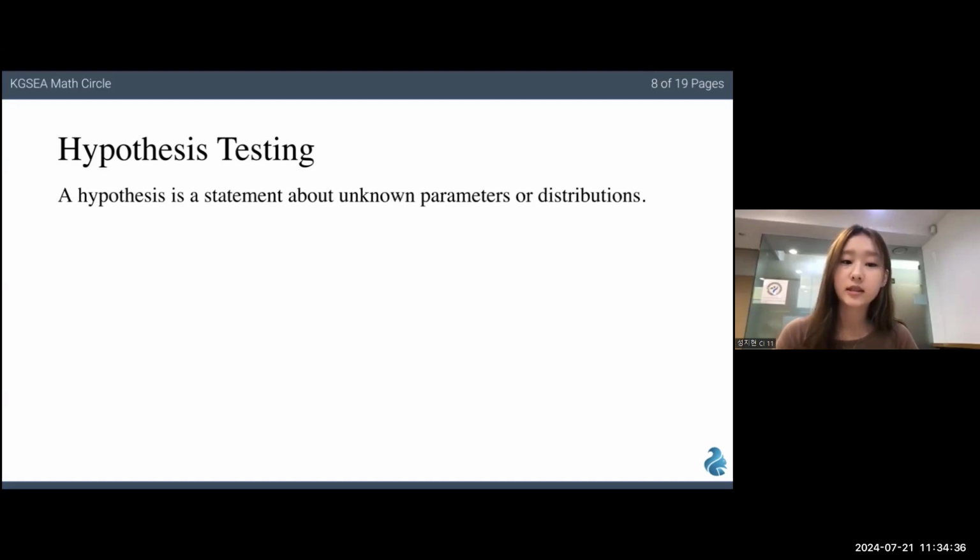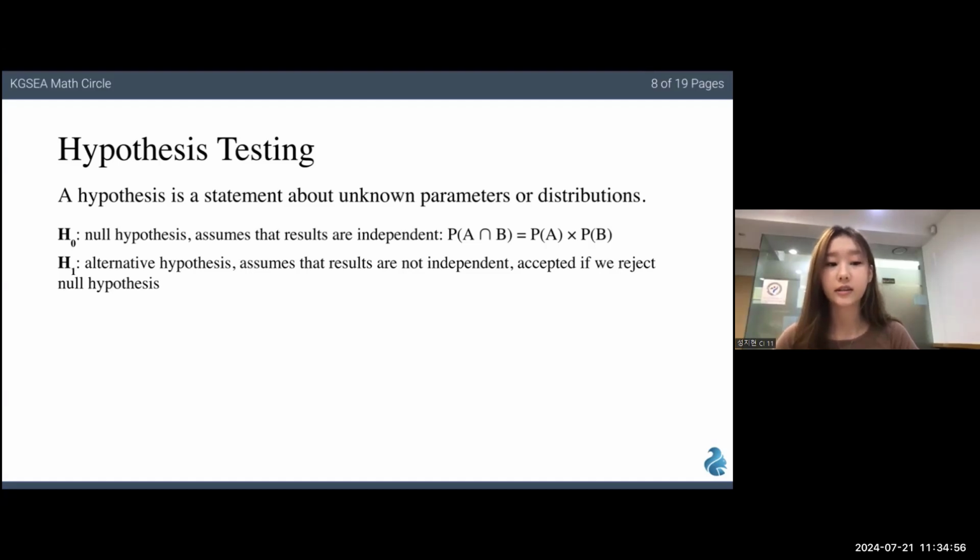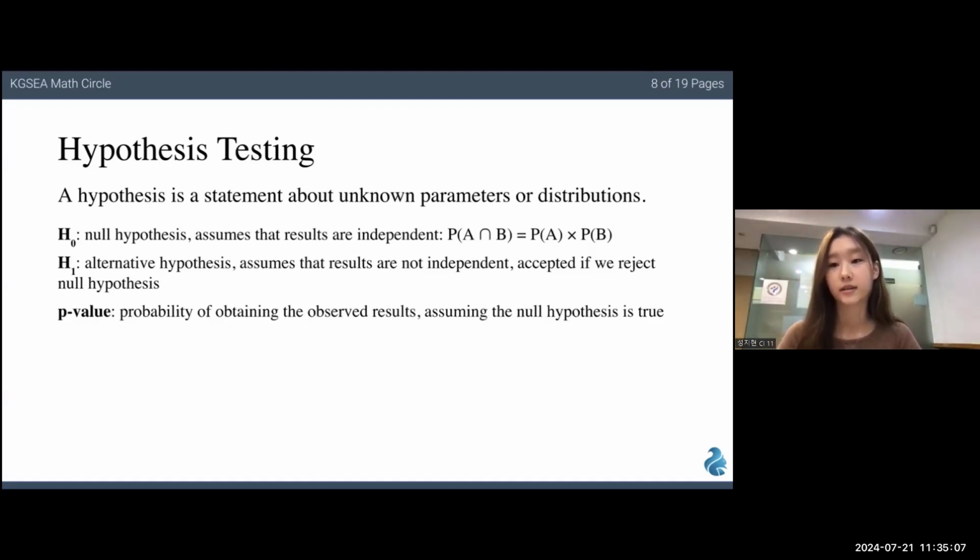So a hypothesis is a statement about unknown parameters or distributions. You may have heard of the term hypothesis in other science subjects, but here we'll be discussing hypothesis for statistics. H0 is the null hypothesis, and it assumes that results are independent. On the other hand, H1 is the alternative hypothesis, which assumes that results are not independent. So in other words, we would accept the alternative hypothesis if we reject the null hypothesis.